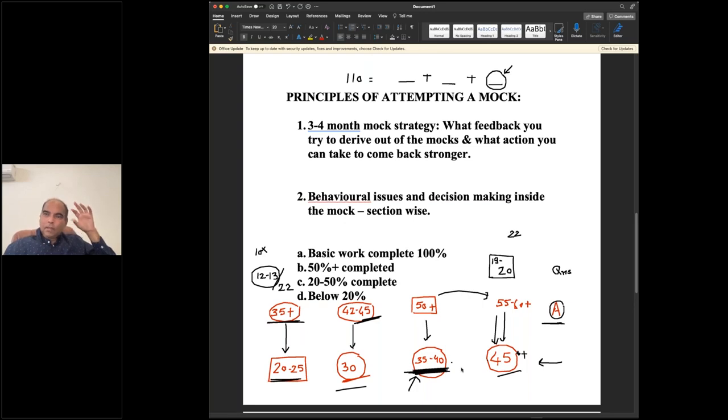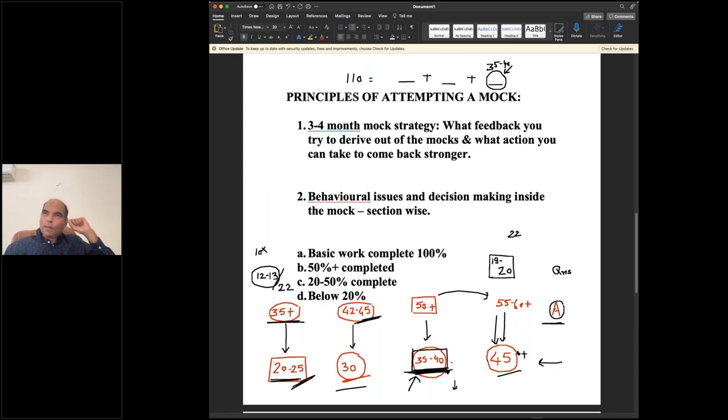But anyway, coming back, the normal situation that most of you will face is that you have a target set for yourself and you're scoring below that. This was a target that I want to get 35-40 in quants to get to that 110, but I'm scoring only 20-25.